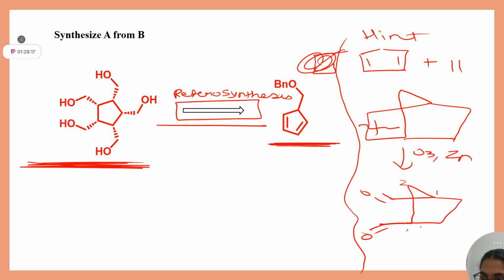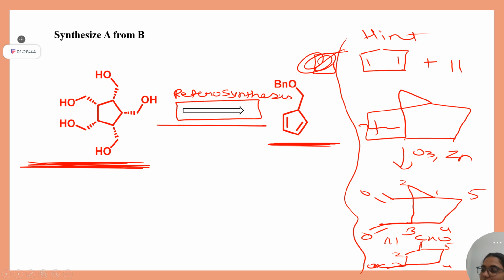1, 2, 3, 4, 5. This is nothing but your 5-membered ring. Number it in the same way: 1, 2, 3, 4, 5. And at what carbon is CHO attached? At carbon number 1 and at carbon number 3. Yes or no? Yes, ma'am. So I have given you a hint.